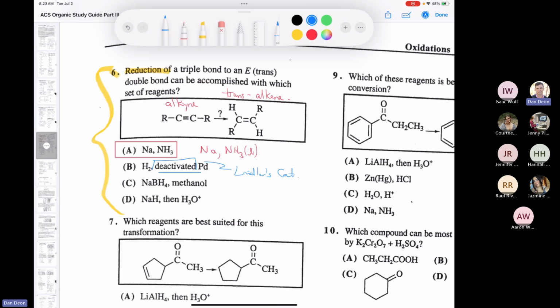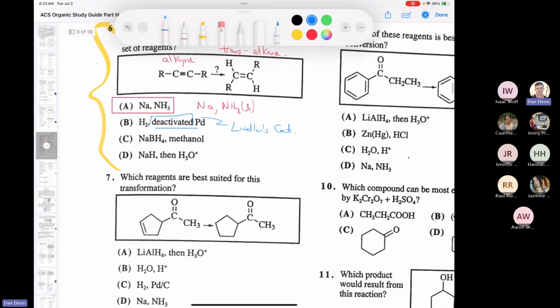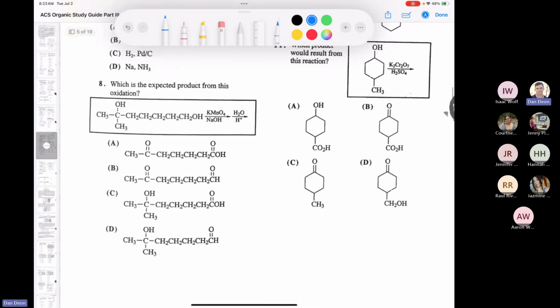Let's see. What are some other ones that we covered? Question 13. Yeah, question number 13 is another one that's fair game for us.